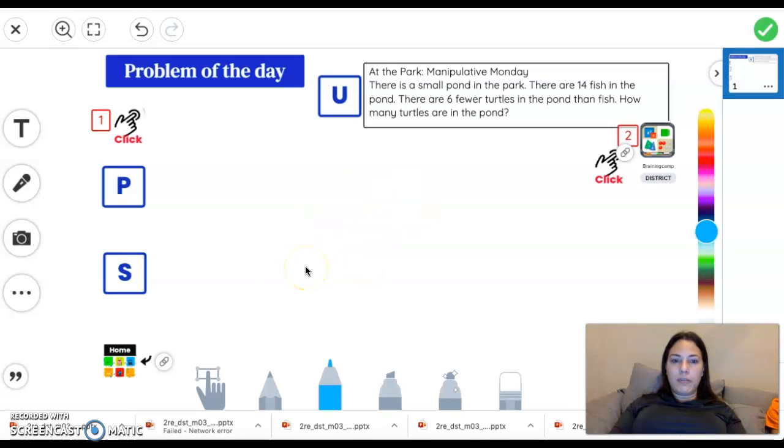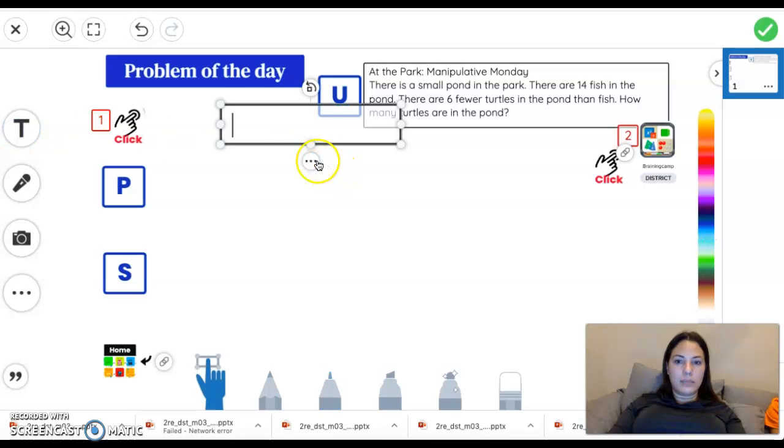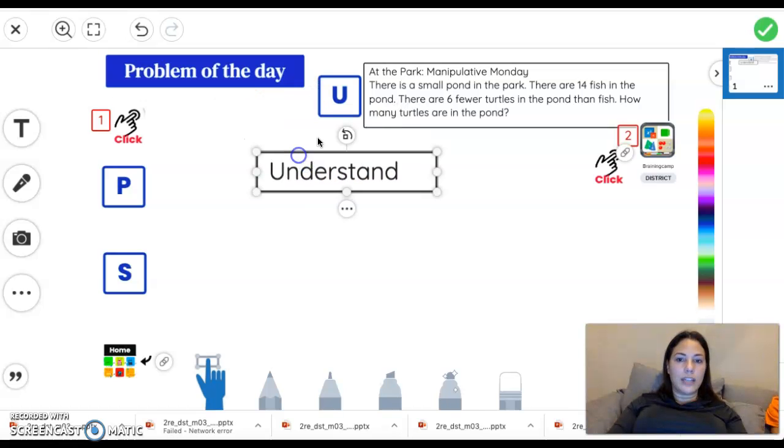Okay, so remember that every day we are going to be solving word problems using UPS check. What do these letters mean? The U means understand. So let me put that text box over here and I'm going to spell it out. Understand, entender. You understand what they are asking of you. That is what the U means.